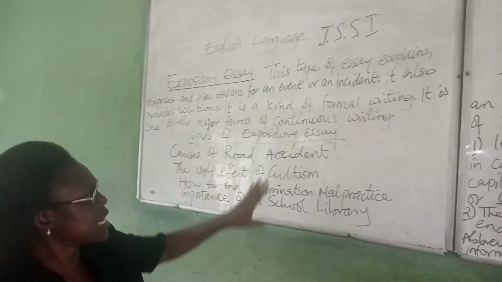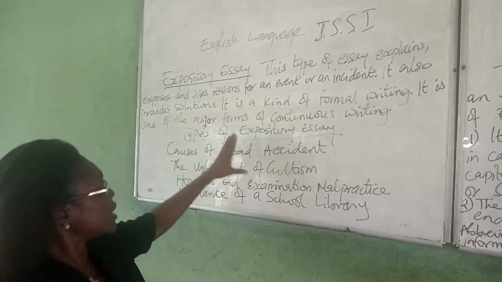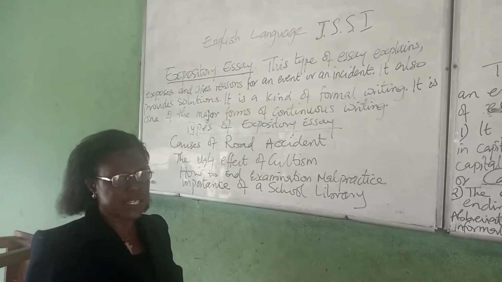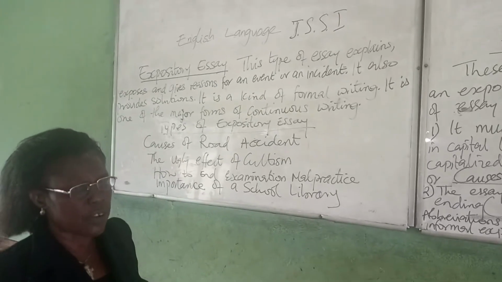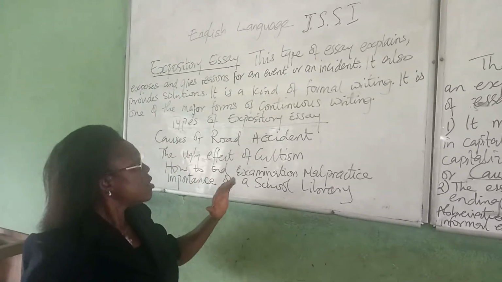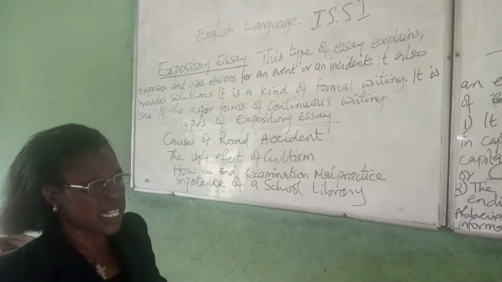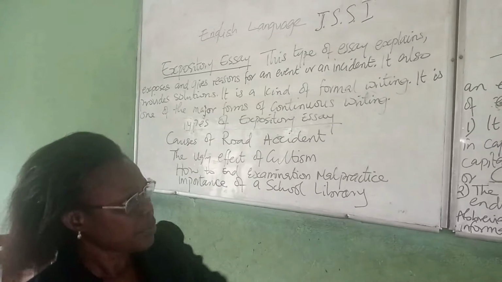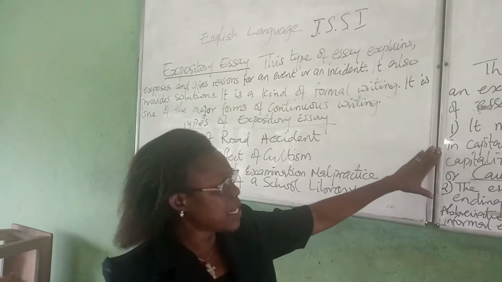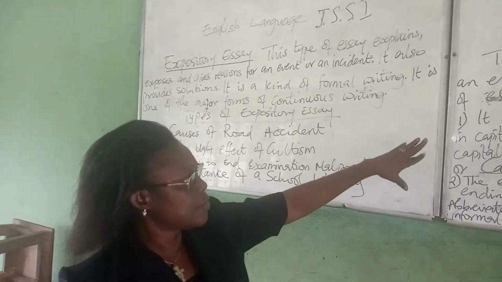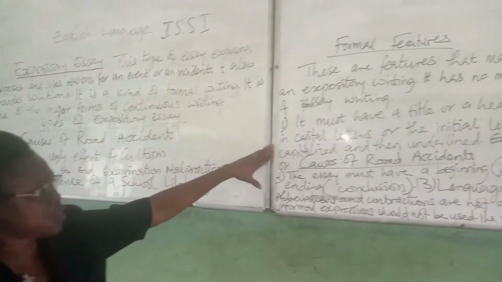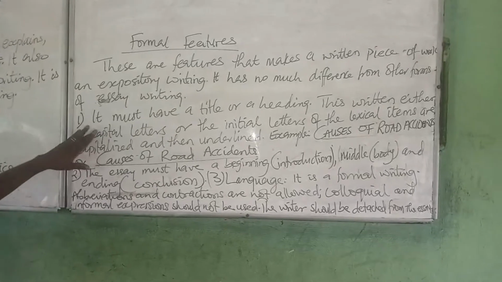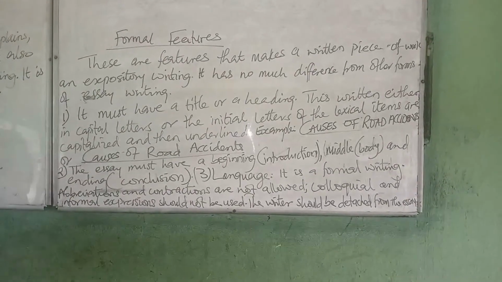So what are the features of expository essay? By features, we mean those things that must be present in that particular essay for it to be an expository writing, not a descriptive or narrative. So here, one of the things that makes the essay an expository writing is, one, just like the other forms of essay writing, it must have a title, a heading.